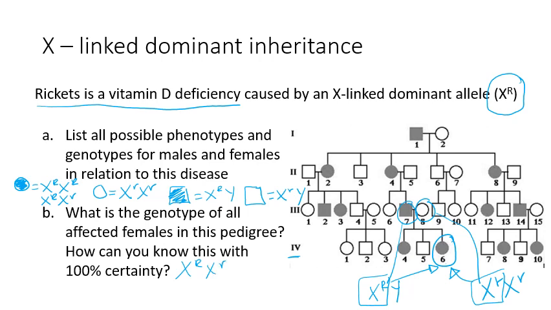And if I have a quick look through this pedigree at all of the females that are coloured in, so all the circles that are coloured in that are affected, every single female only has one affected parent, which means that that affected parent is passing on the X capital R to that daughter, but the unaffected parent, whether it's the dad or the mum, is always passing on the X little r, making all of those affected daughters heterozygous for this trait.